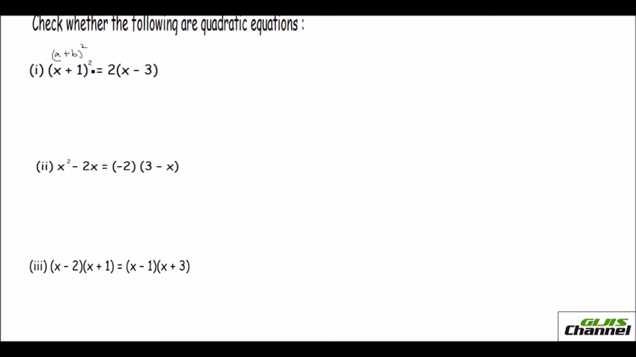So your x plus 1 the whole square will be a squared. A squared is x squared, right? Here a is x and b is 1. Plus 2ab, plus 2 times x times 1, plus b squared. b is 1, right? So 1 squared. So I have expanded this one. And the other one I'm just going to distribute, okay? I'm going to use the distributive property. So that would be 2x minus 6. So this could be written as x squared, 2 times x times 1 is 2x, right? Plus 2x plus 1 on the left.